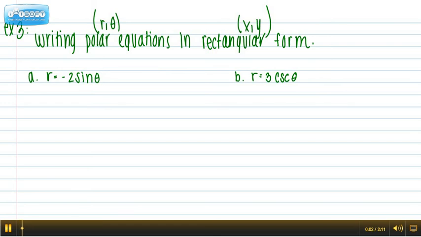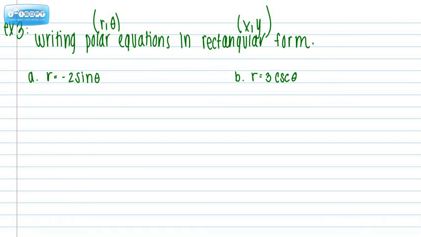9.3, we're looking at writing polar equations in rectangular form. So we're going to be starting with an equation using r and theta, and we want to wind up with an equation involving x and y. So for the first example, we are given r equals negative 2 sine of theta.